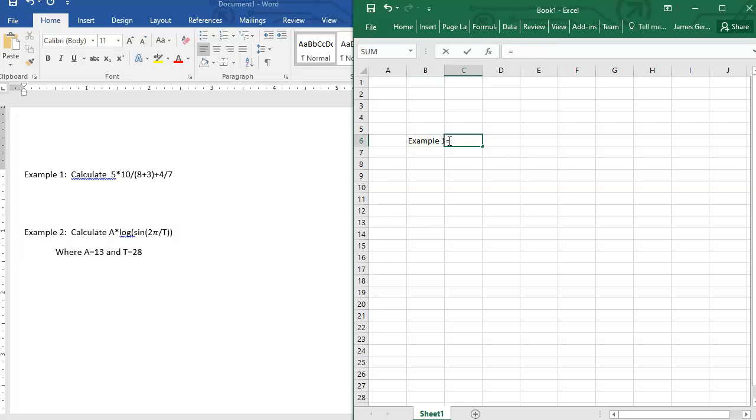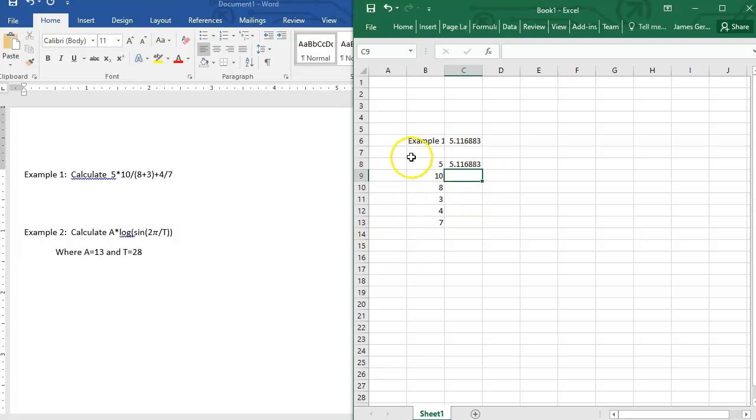I'm just going to put in the equation: 5 times 10 divided by 8 plus 3 plus 4 divided by 7. And that's going to give me the answer to this problem. Another way to do this that's much more like we're going to do example 2, we can put in all the numbers: 5, 10, 8, 3, 4, and 7. And now I'm going to do this: equals 5 times 10 divided by 8 plus 3, plus 4 divided by 7.